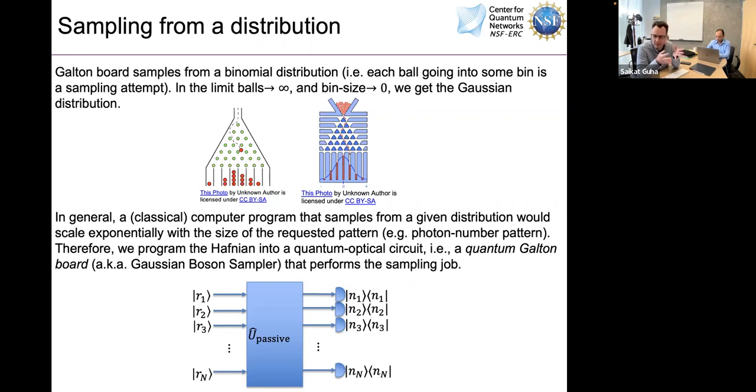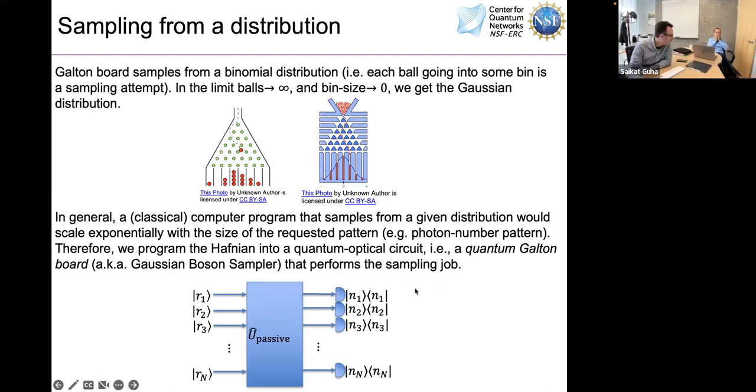So that's why we built an optical quantum circuit like that, because this is, if you like, the quantum analog of the Galton board. Here now, these are my balls. These are like the little obstacles you have here, and the bins are the PNRs. So this thing can sample from the specific difficult distribution and give you proper patterns. And this is what we call Gaussian boson sampling.